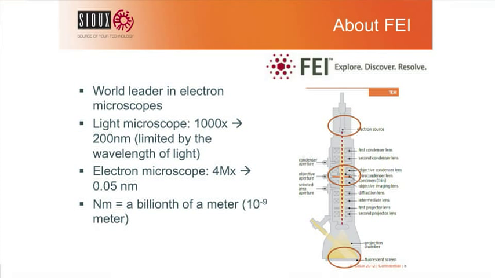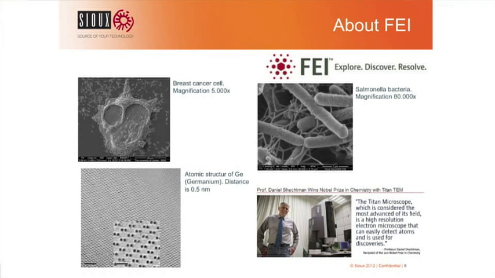Let me show you some examples of images being produced with this microscope. Here we see a cancer cell with a magnification of about 5,000 times. In the next picture we see Salmonella bacteria, and here the magnification is already 80,000 times. And when we go even further, we can even see atomic structures, in this example of germanium, where you see the distance between the atoms is about 0.5 nanometers. In fact, this magnification is about 2 million times.